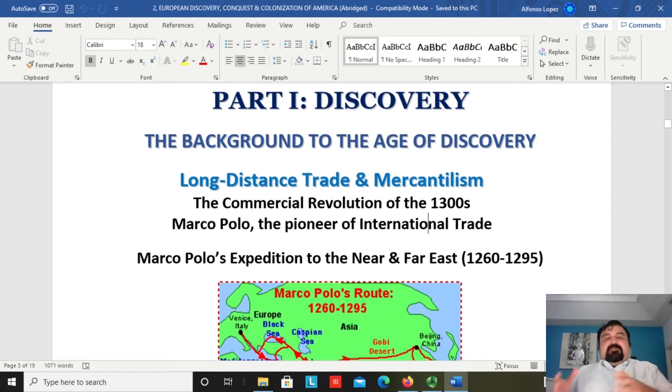So it was important to know the world as it was prior to what is now going to take place after the 1200s, because now you'll understand the changes that are about to transform European civilization, how people lived, how people carried out economic activity, and the organization of the state is also going to change dramatically with this new phase that is beginning. It's called the Age of Discovery.